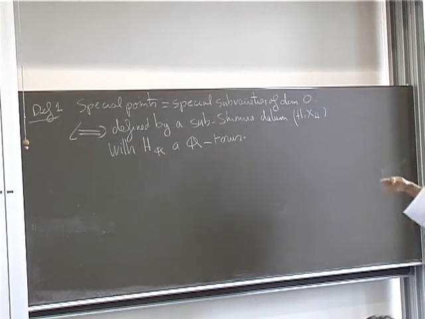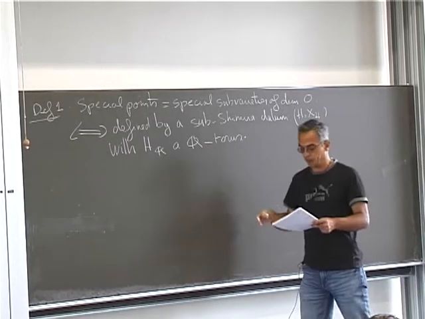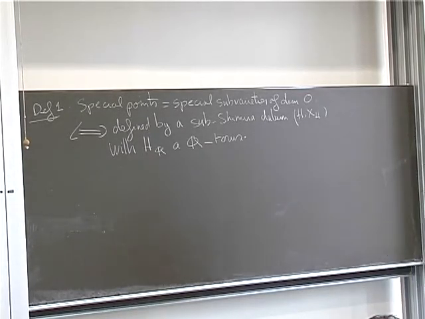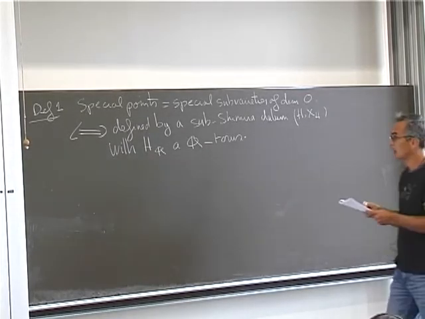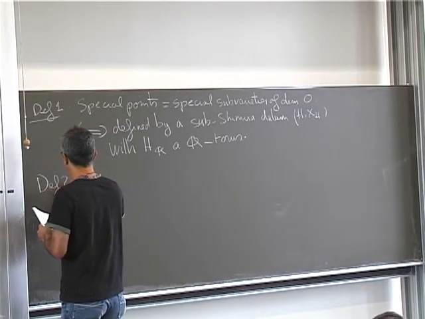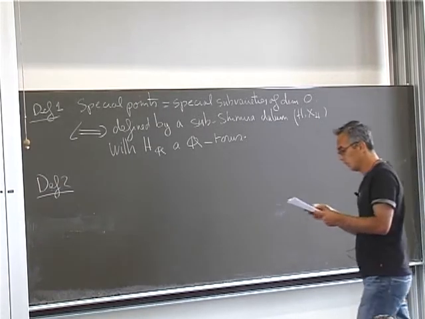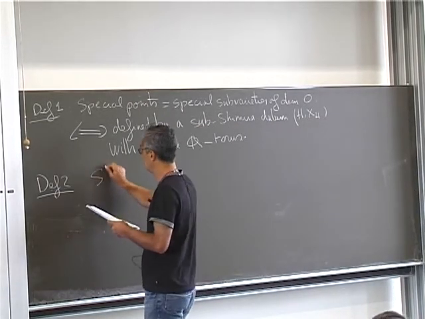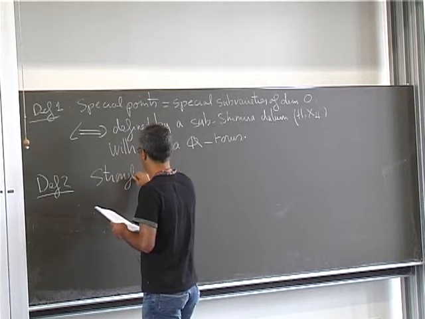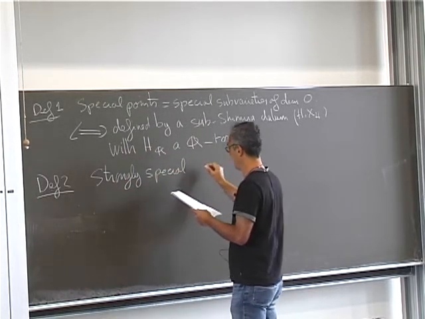And okay, if you come back to the definition of moduli space of principally polarized abelian varieties, you will find the points with sufficiently many complex multiplication. So I will give somehow an opposite definition. So a strongly special subvariety.